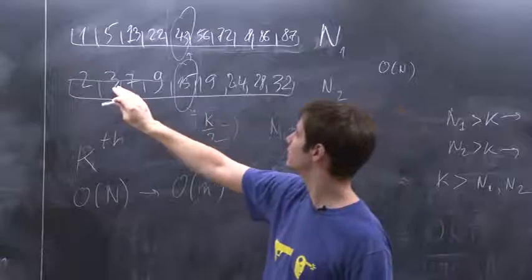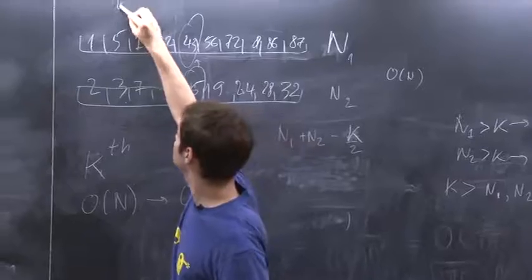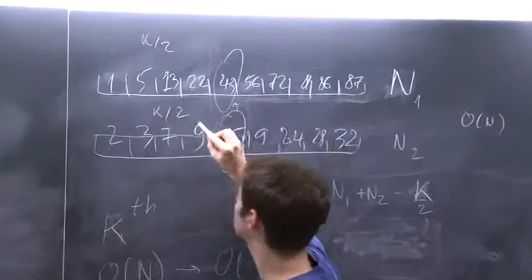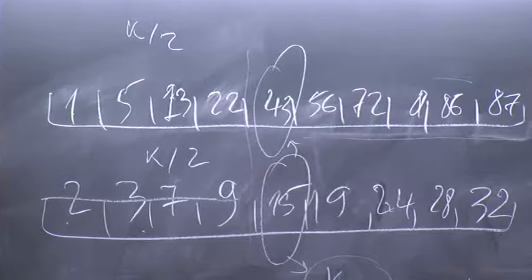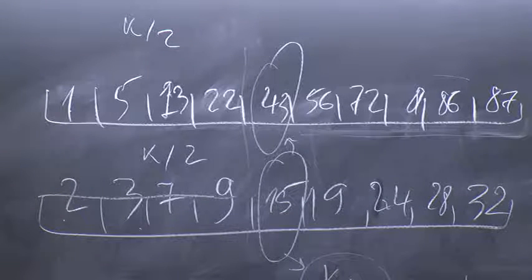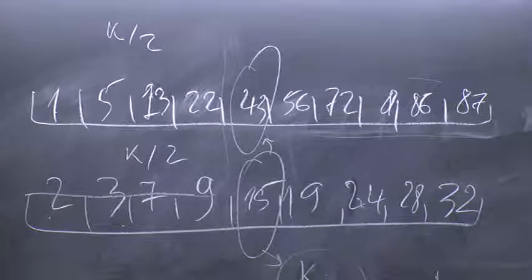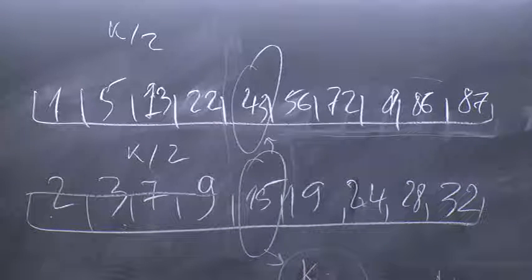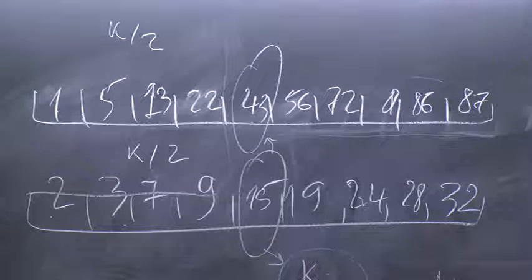Oh, sorry. So you want to kill this guy, right? So you want to kill these numbers. But here I have k over 2 numbers. And here I have k over 2 numbers. How do I know that is not somewhere here? How do you know that what's not somewhere there? Well, so you compare like 15 and 43, right? And then you see that 43 is bigger, and you see 15 is smaller. So then I guess you would go to the k over 4 index in N1, right? And like 3k over 4 in N2.